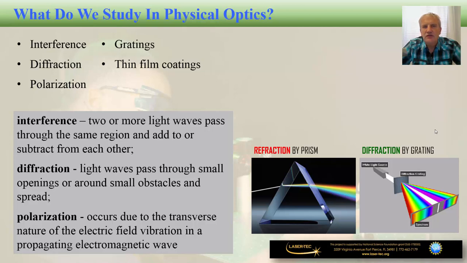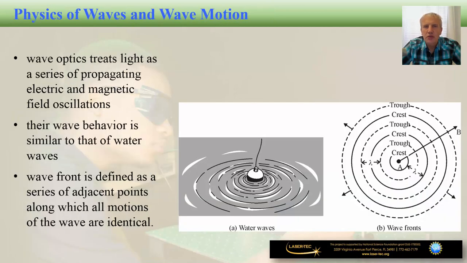So to really understand the physics of waves and the wave motion that are at the core of wave or physical optics, we first want to go back to the definition of light waves and wave fronts. Wave optics treats light as a series of propagating electric and magnetic field oscillations. This wave behavior is similar to that of water waves. You can see a comparison with the water waves here on the right-hand side of this slide.